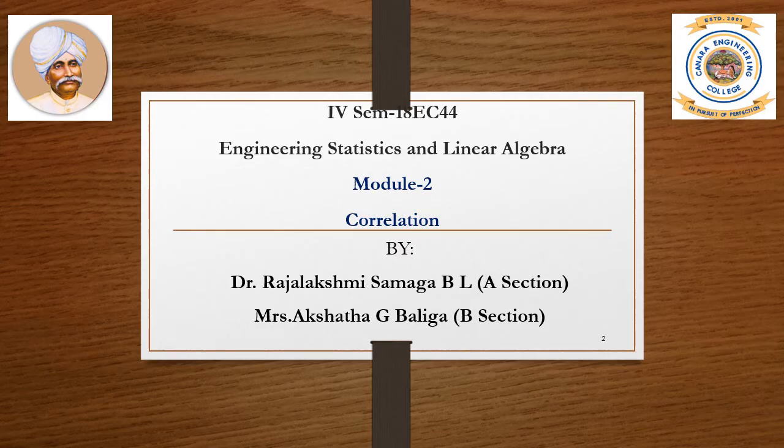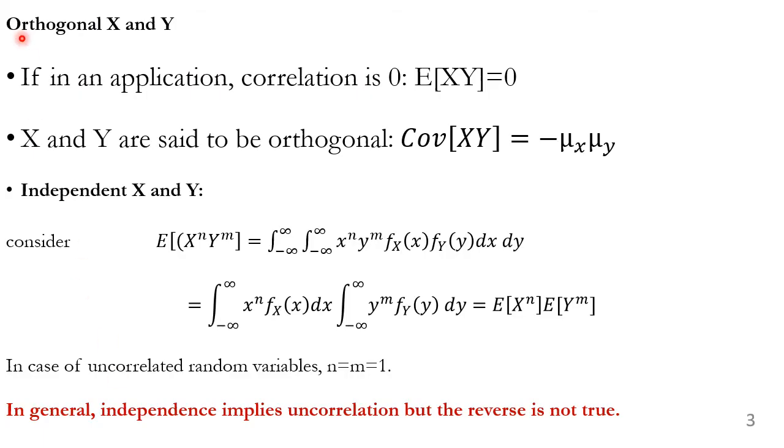In this video, let us study more about correlation. Let us see about the orthogonality between x and y. We can say that two random variables x and y are orthogonal if the covariance of xy is equal to minus of mu x mu y. If in an application the correlation is zero, then we know that expectation of xy is equal to 0.